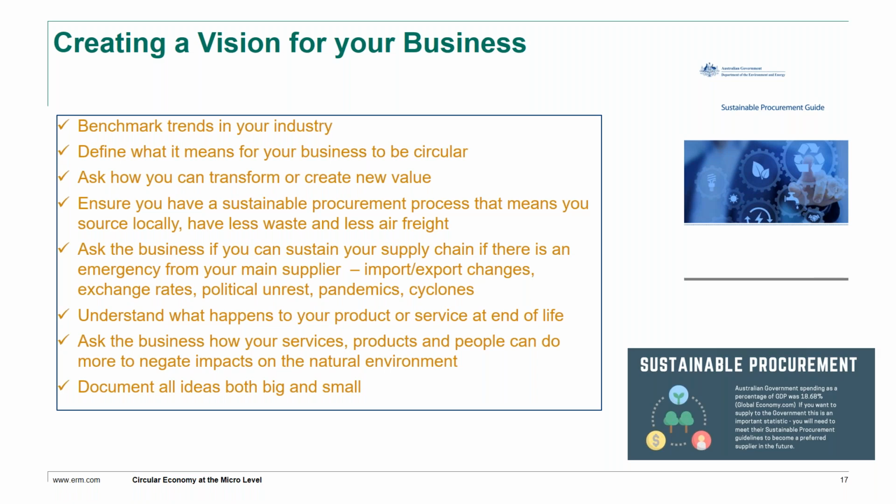Ensure you have a sustainable procurement process that means you source locally, have less waste and less air freight wherever you can. Ask the business if you can sustain your supply chain if there is an emergency from your main supplier. Now, that could be from import-export changes, from exchange rates, from political unrest, pandemics like we're seeing now, or even cyclones. Understand what happens to your product or service at end of life. Ask the business how your services, products, and people can do more to negate impacts on the natural environment. And document all ideas, both big and small.